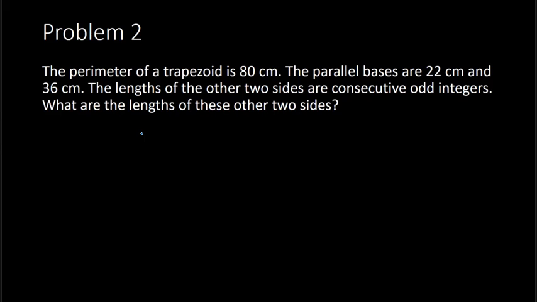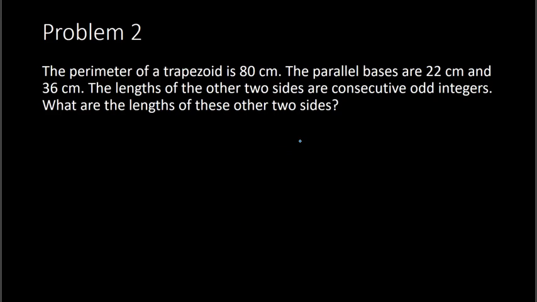Problem 2 involves some geometry. So we are told that the perimeter of a trapezoid is 80 centimeters. The parallel bases are 22 centimeters and 36 centimeters. The lengths of the other two sides are consecutive odd integers. What are the lengths of these other two sides?